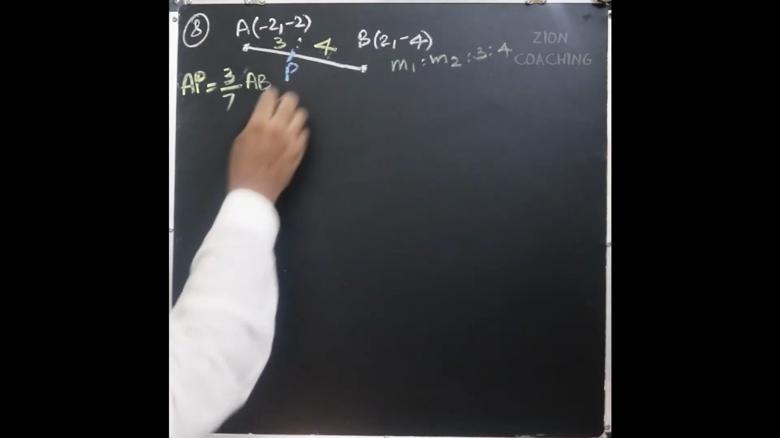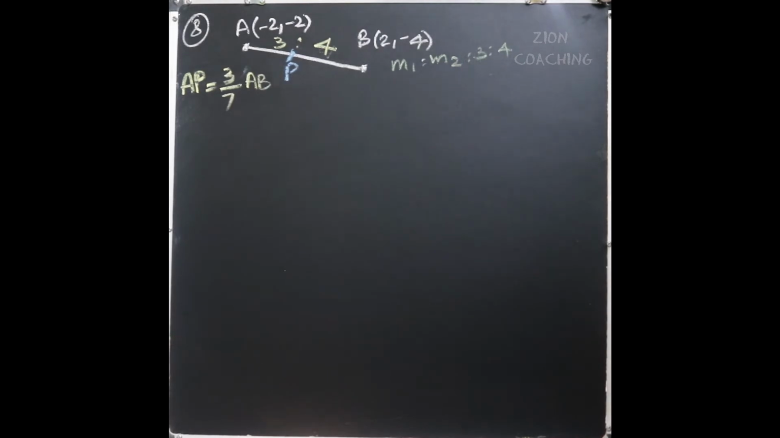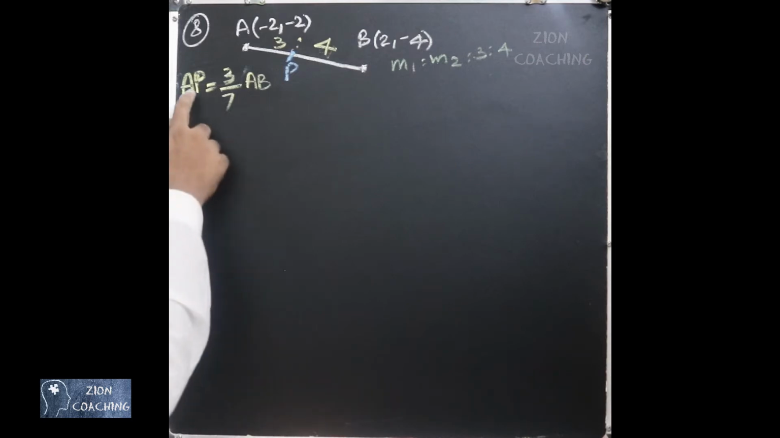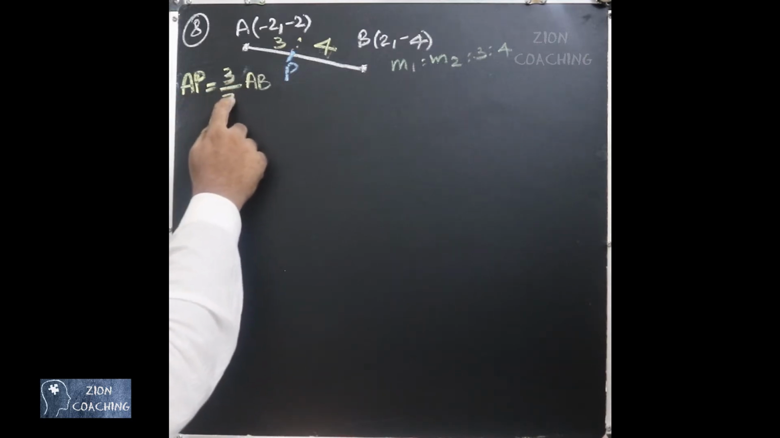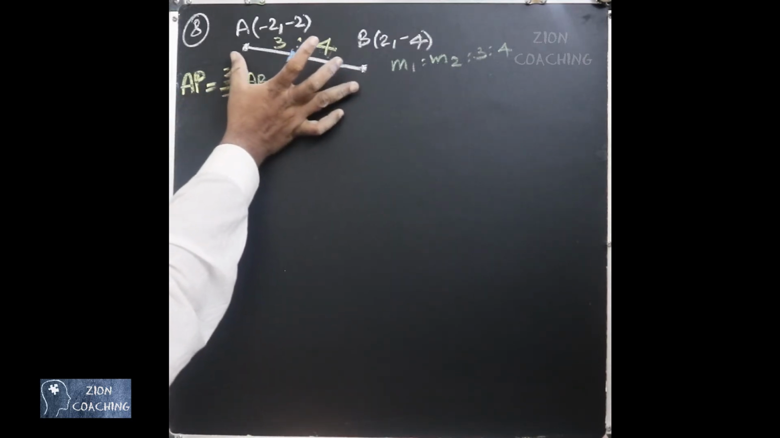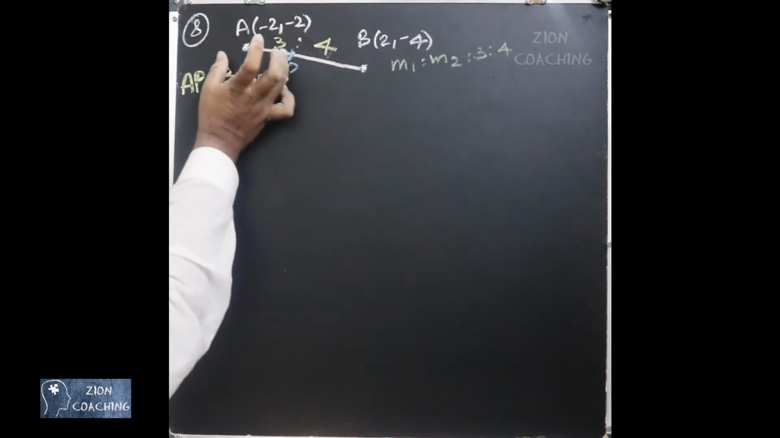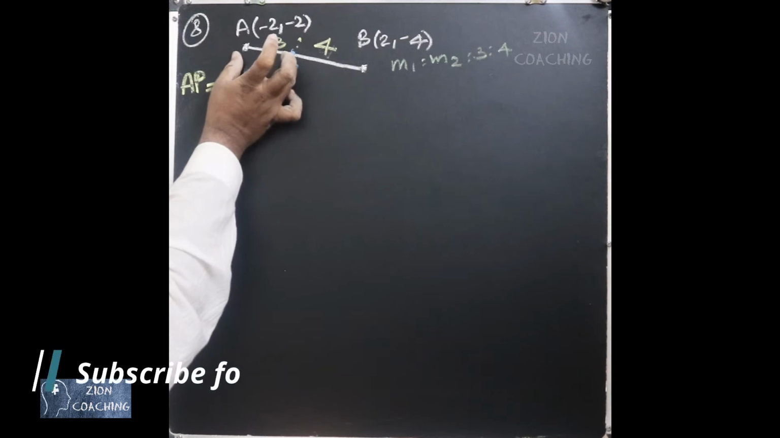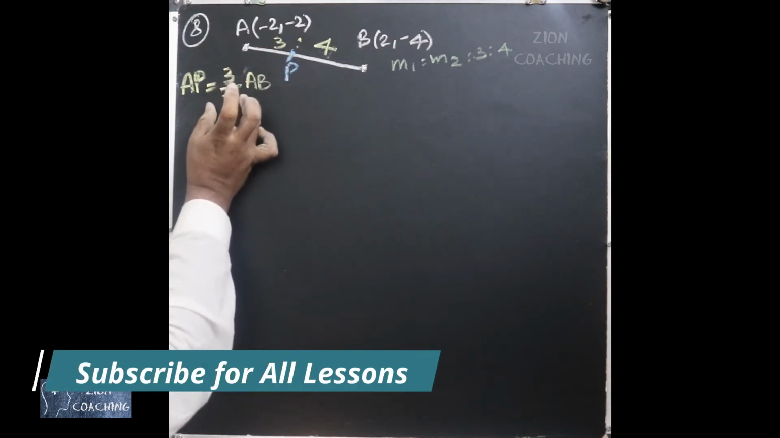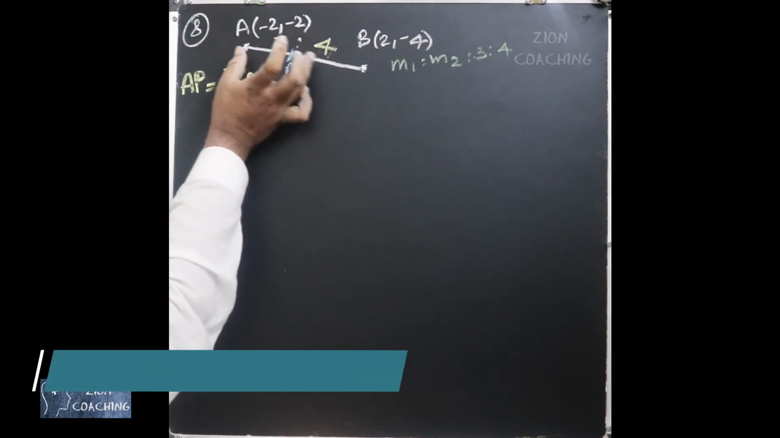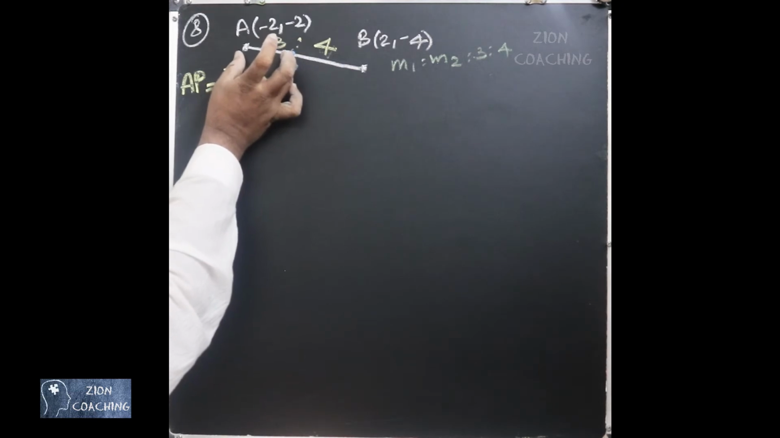They are asking us to find the coordinates of this point P such that AP is equal to 3/7 of AB. So the total units is 7 units. Out of that, your AP is going to be 3. Total ratio is 7. Out of that, your AP alone is going to take 3 parts.